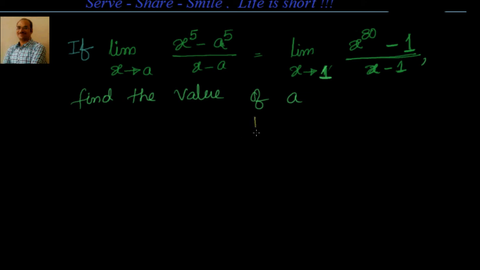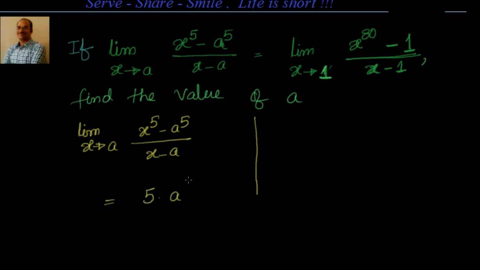So first I will go ahead with the left hand side. This is nothing but equal to limit x tends to a, x to the power of 5 minus a to the power of 5 by x minus a, which is nothing but equal to n into a to the power of n minus 4.